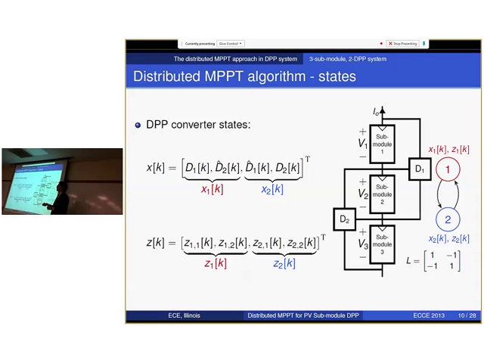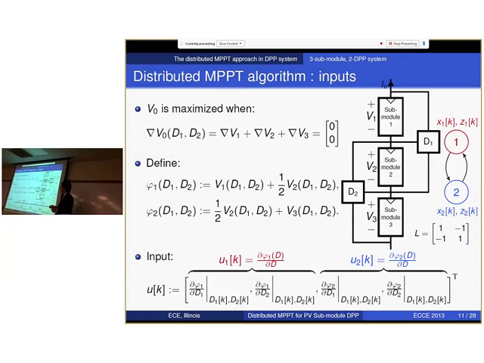It does not really have a physical projection in the system, but again, it's partitioned and stored separately in 2 DPP converters. And these 2 DPP converters can exchange information through neighbor-to-neighbor communication. So they have access to the information stored by the other converter. So that's the state vector.